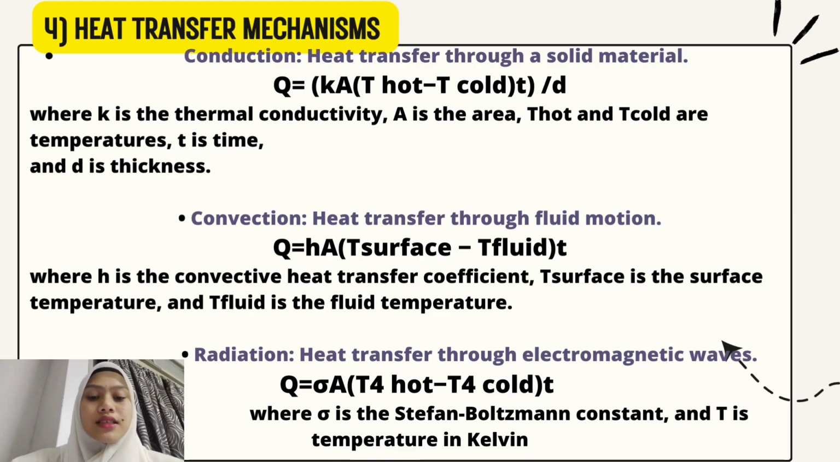The last analysis is heat transfer mechanism. There are three types of mechanism. First, conduction, which is heat transfer through material. Second, convection, heat transfer through fluid motion. Third, radiation, heat transfer through electromagnetic waves.